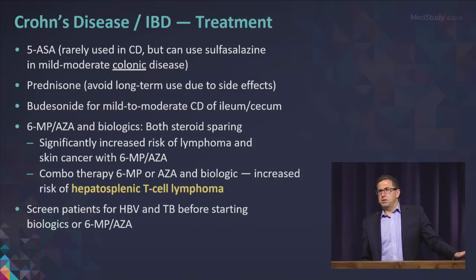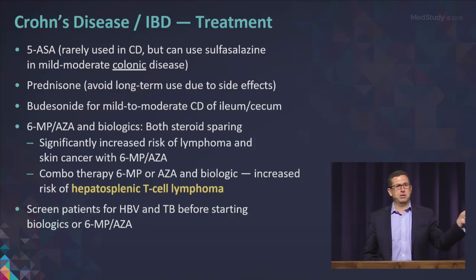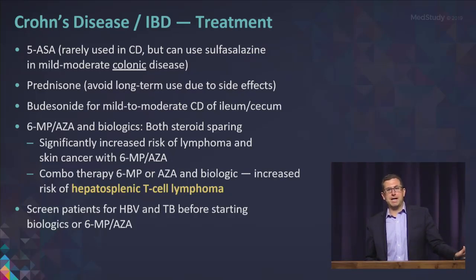We already talked about some of the general treatments for IBD. I'll kind of focus a little bit on Crohn's disease specifically. So 5-ASAs are rarely used in Crohn's disease, but you can sometimes use sulfasalazine in mild to moderate colonic disease. And I also mentioned in the other slide that there are some mesalamine preparations such as Pentasa that could be used for small bowel disease. Prednisone is often used, but again, we don't want to use this long-term due to the horrific side effects. Budesonide could be used for mild to moderate Crohn's disease, but could generally be used just for a few months.